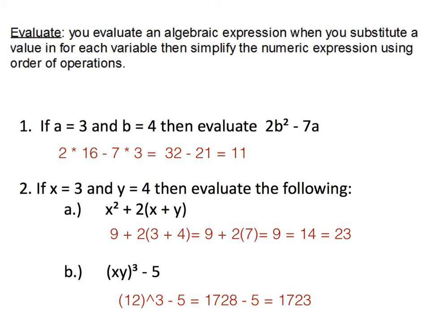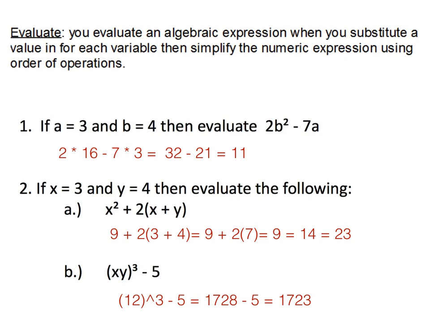One last definition to review is if you are asked to evaluate. To evaluate an algebraic expression, you will substitute a value in for the variables, then simplify the numeric expression using your order of operations. For problem 1, if a is 3 and b is 4, evaluating 2 times b squared minus 7a, you would need to do 2 times b squared. B is 4, so 2 times 4 squared is 2 times 16. Then subtract 7 times 3. Again, multiplication needs to take place before subtraction, so 2 times 16 is 32. 7 times 3 is 21, so 32 minus 21 equals 11.